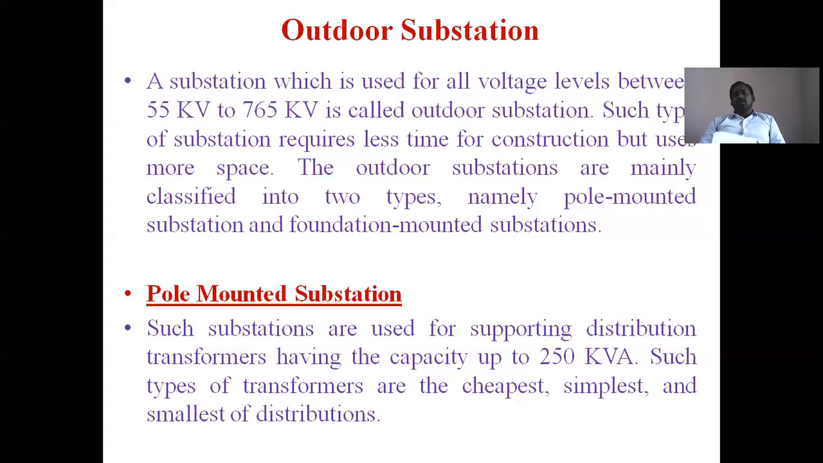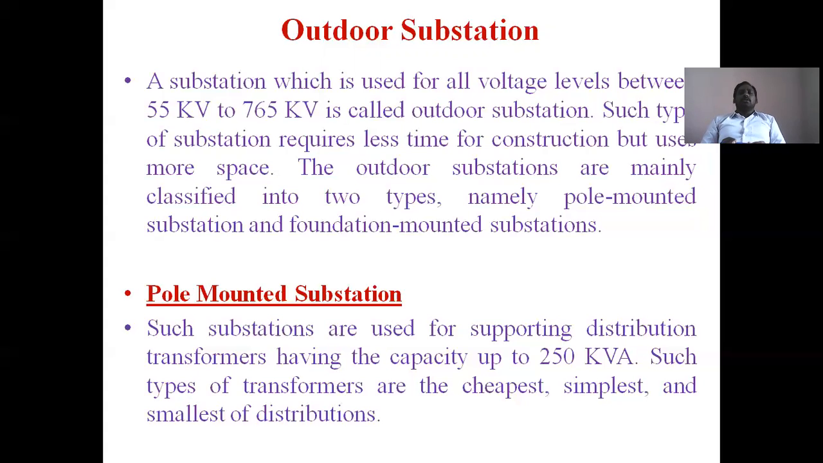These outdoor substations are again classified into two types, namely pole mounted substation and foundation mounted substation. The first one is the pole mounted substation. A pole mounted substation is simply a transformer substation. Here the transformers used are called distribution transformers, especially to provide voltage or power for the distributors.